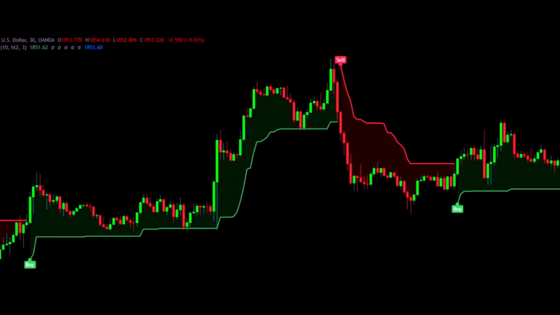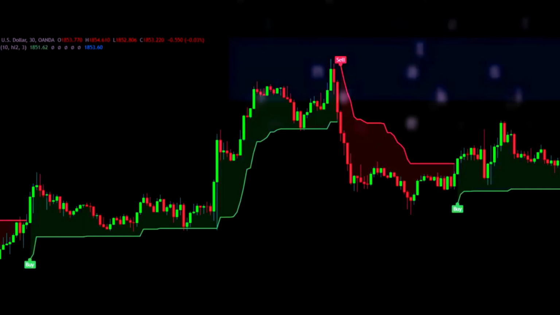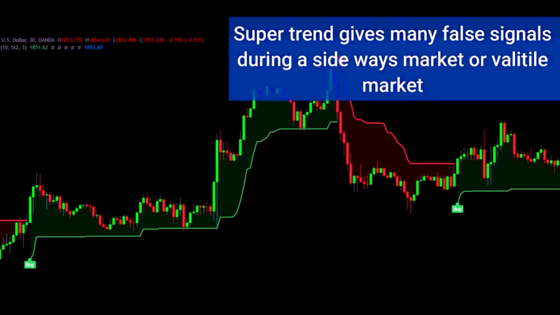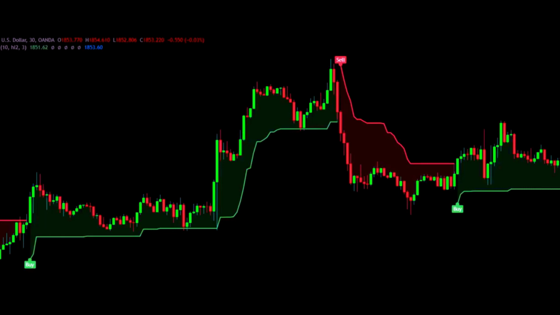Super trend indicator downside. In a trending market where the direction of the trend is very clear, this indicator is beneficial. But if the market is moving sideways, then this indicator can give a lot of false signals. So the super trend indicator can be used in conjunction with other indicators for better trading opportunities, which you must have learned in this video.